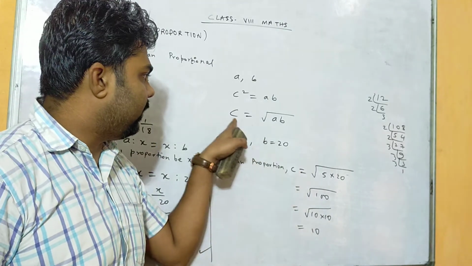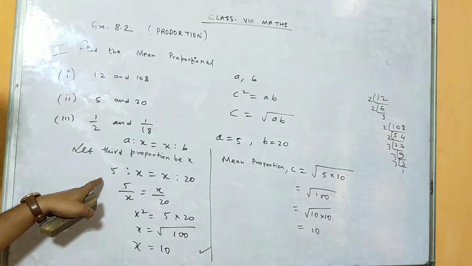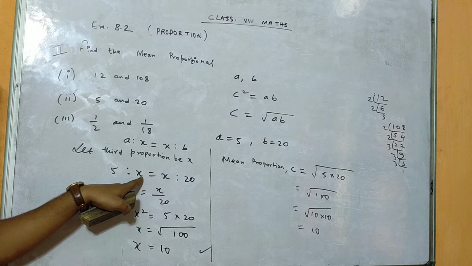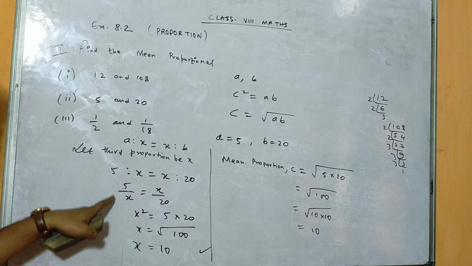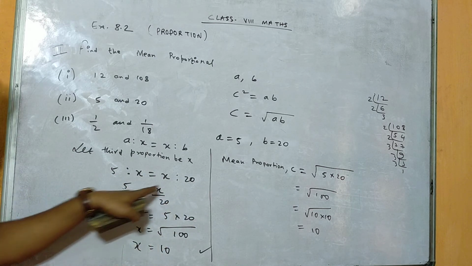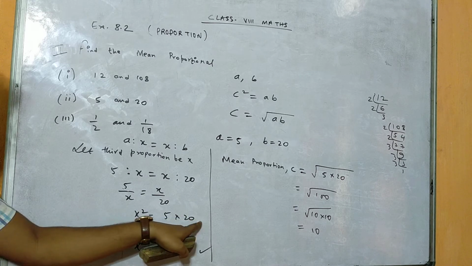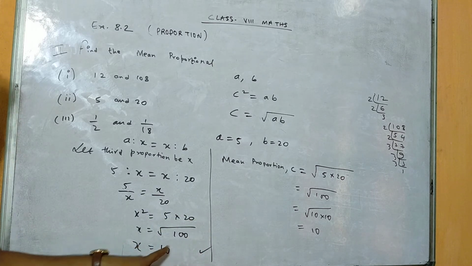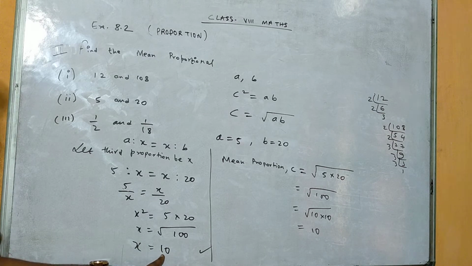If you do by this method, what do we have to write? 5 is to x, x is to 20. Again 5 by x, x by 20. Cross multiply. x square equals 5 into 20, that means 100. This square will come here as a square root. Root of 100 means 10 will come out. So this is our required answer.